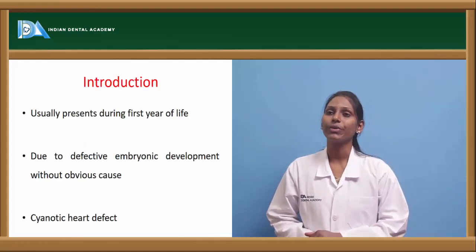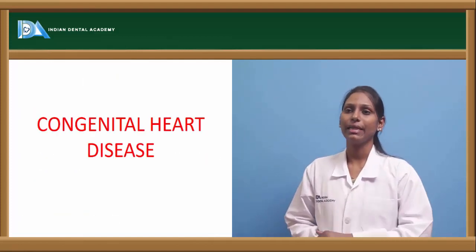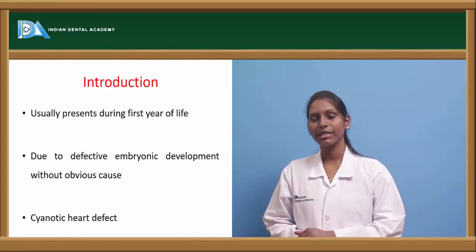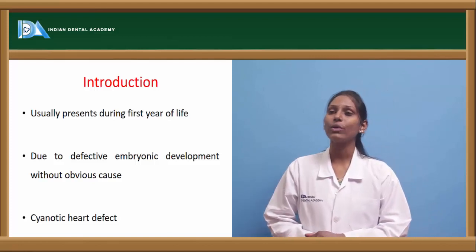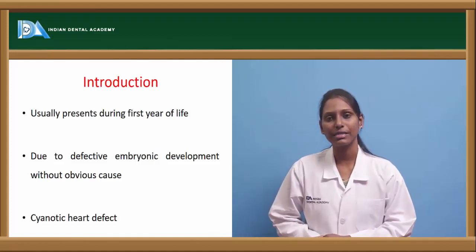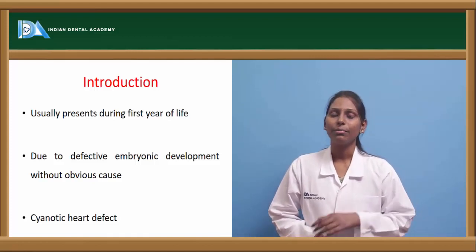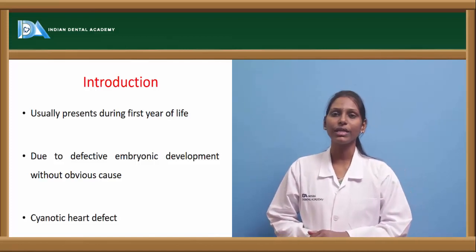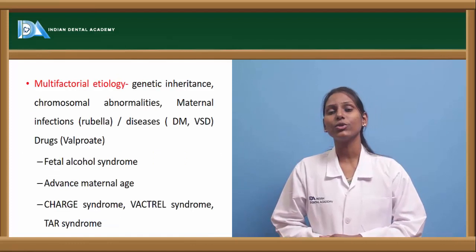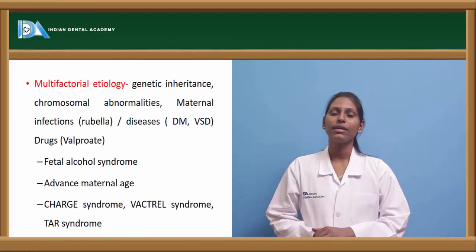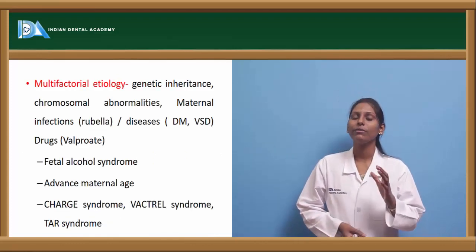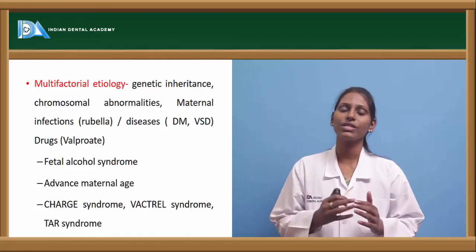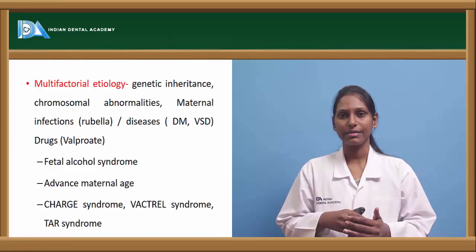So coming to congenital heart diseases in detail, they usually present during the first year of life, and it is due to defective embryonic development without any obvious causes. Patients usually have a particular manifestation that is nothing but cyanotic heart defect. The important thing to know about these congenital heart diseases is how the fetal circulation is present, because most of the congenital heart defects fall under this condition.